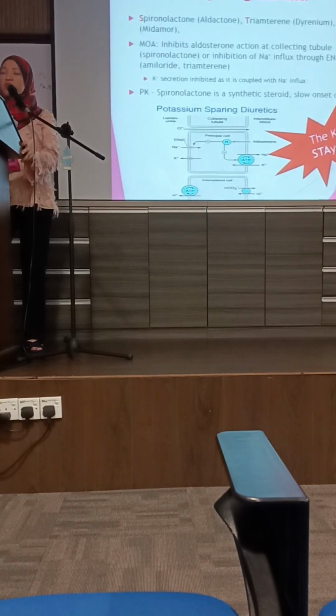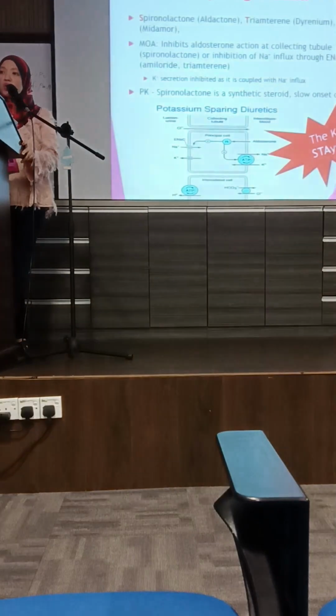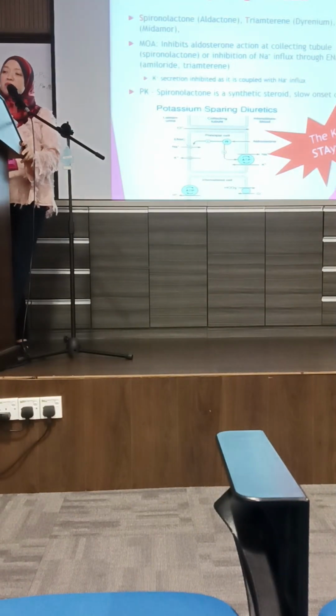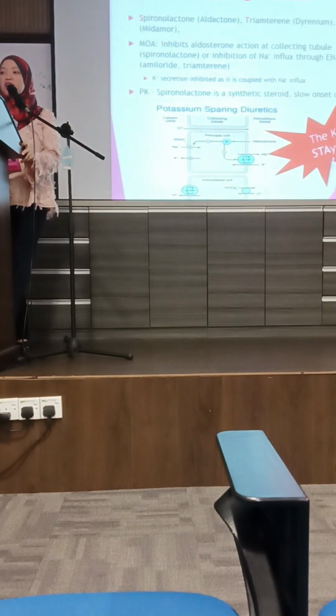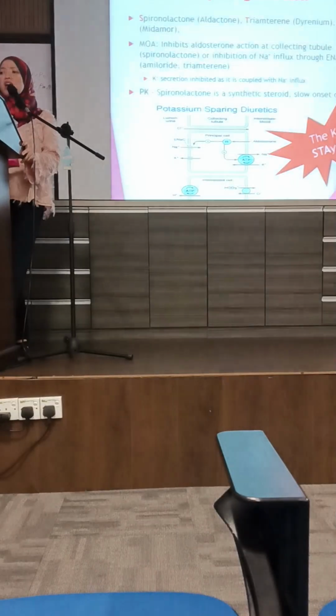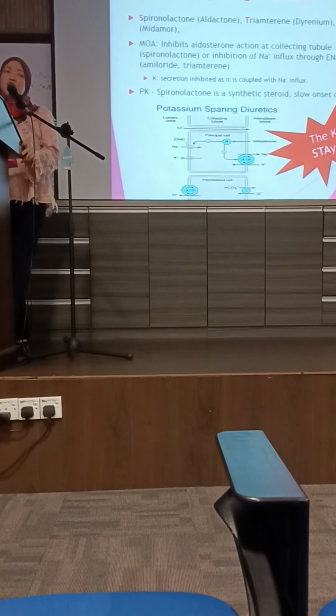Alright, next we have potassium sparing diuretics, which act on your collecting tubule. For example, spironolactone, triamterene, amiloride. How to remember? The potassium stays, STA: spironolactone, triamterene, amiloride. Okay? So in contrast to other diuretic agents mentioned earlier, carbonic anhydrase inhibitors, loop diuretics, thiazides, they all cause potassium loss, hypokalemia. But this one, as the name says, is potassium sparing, they spare the potassium in your body.